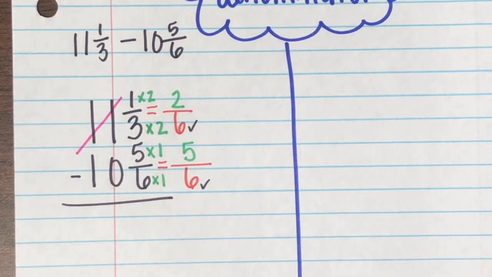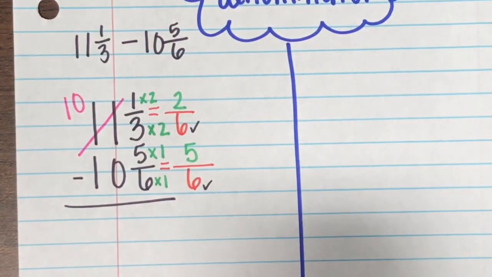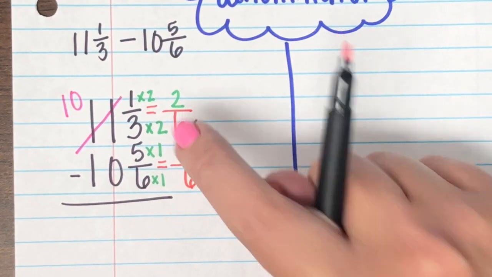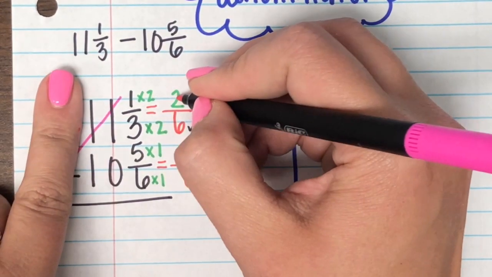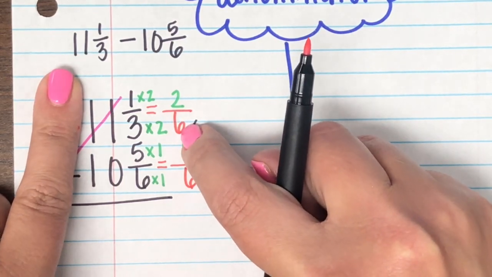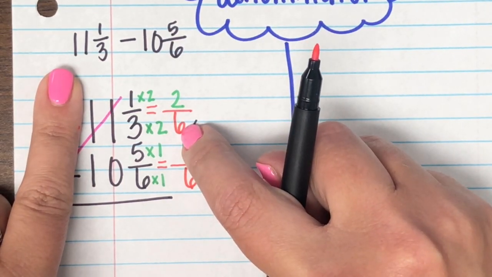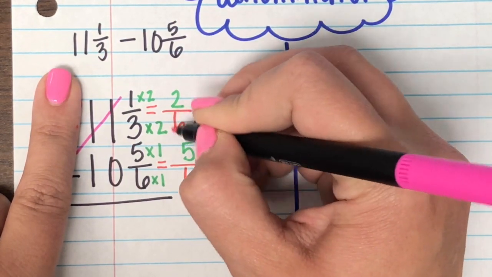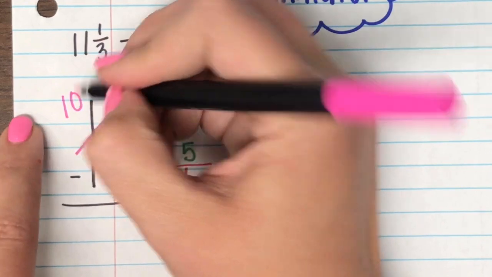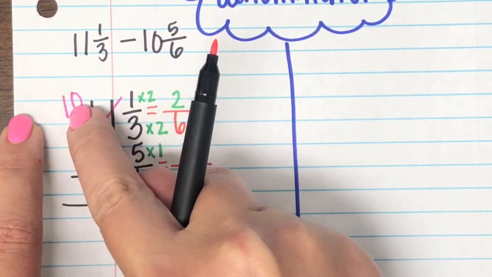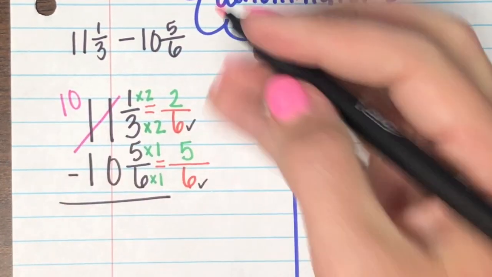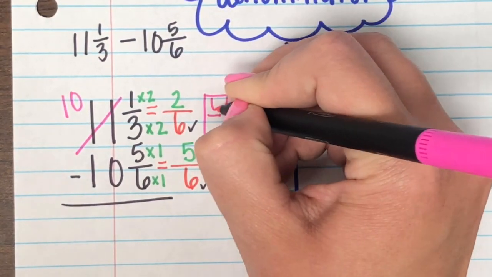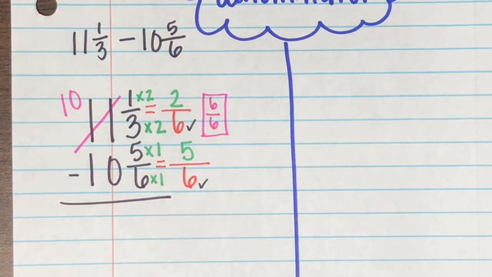Just like normal, the 11 is going to become a 10. Okay, here's the difference. I'm not borrowing 10 things because these are not cut into pieces that have a 10. I'm borrowing 6 things, right? So the 11 became a 10, I'm borrowing 1 whole. In this instance, the 1 whole looks like 6/6, right?